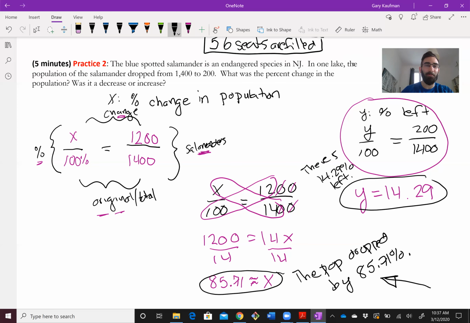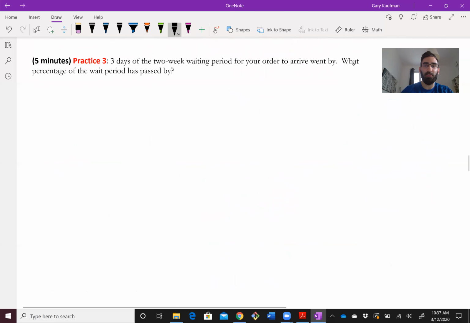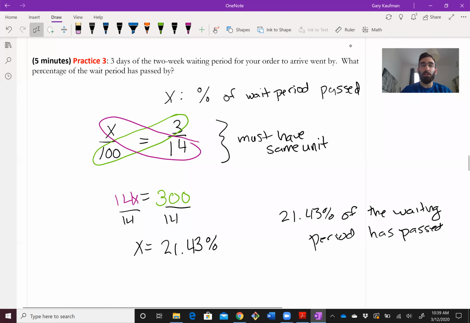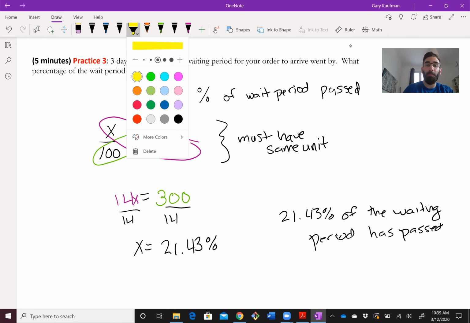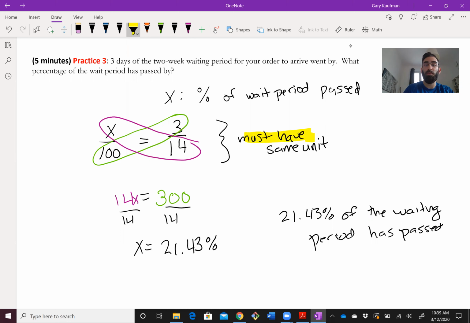All right, practice 3. Go ahead. So here's the answer to practice problem 3. The main thing that I want to draw your attention to is this right here. We must have the same unit. So we were talking about 3 days and 2 weeks. Well, 2 weeks is the same as 14 days. So that's why I didn't say 3 over 2, I said 3 over 14.